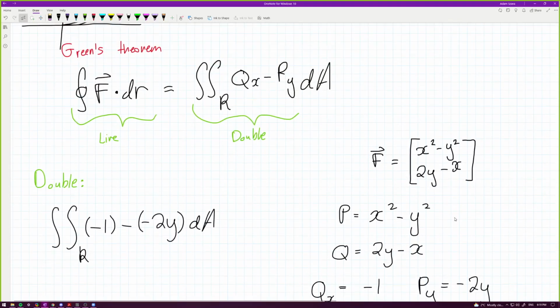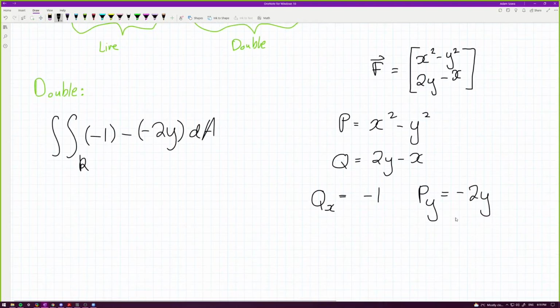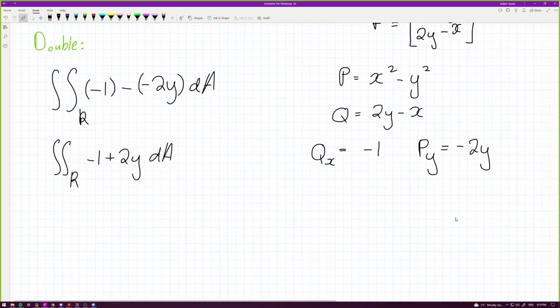So I've got to do this double integral. It's not too bad. First, I'll simplify the inside a little bit. So it's going to be -1 plus 2y, dA. And when we're in rectangular coordinates, dA is just dx dy or dy dx. It doesn't really matter, so I'll do dy dx.